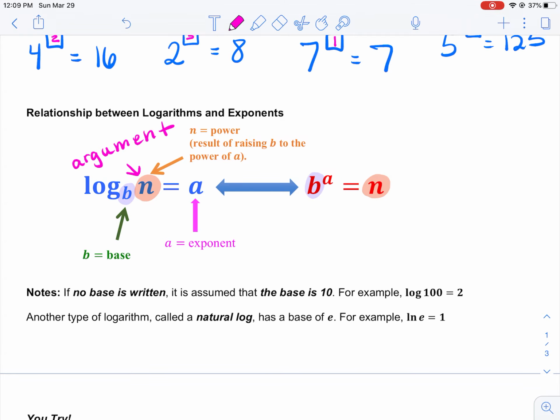And then lastly, logs equal exponents. And so whatever the log is equal to, that is the exponent of your exponential equation.